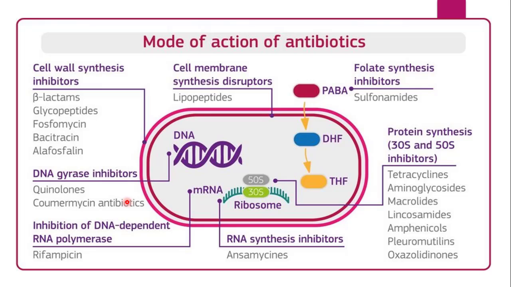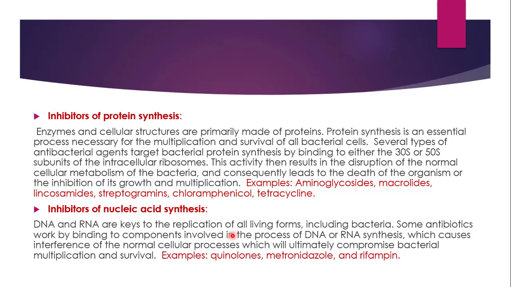And next, if you will see nucleic acids like DNA and RNA. So here it is, DNA and RNA also play a role in replication. So there are some antibiotics which work by binding with DNA and RNA synthesis. So interference in the normal cellular process will compromise the bacterial multiplication and survival. The examples are rifampicin or rifampin and quinolones or metronidazole, etc.